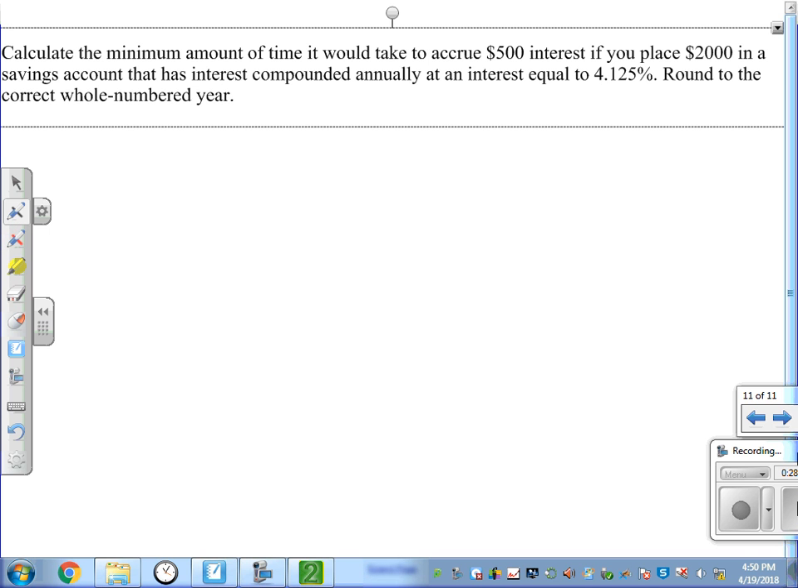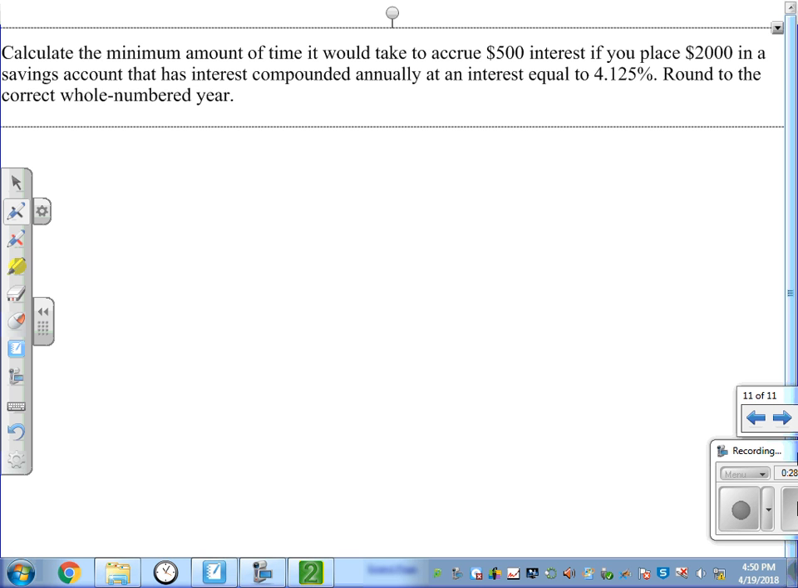Yeah, here it is. Okay, so the problem says calculate the minimum amount of time it would need to take to accrue $500 interest if you placed $2,000 in a savings account that has an interest compounded annually at an interest rate equal to 4.125%. Round to the correct whole numbered year. Our final answer is not going to be a decimal. We're going to express it as a whole number.